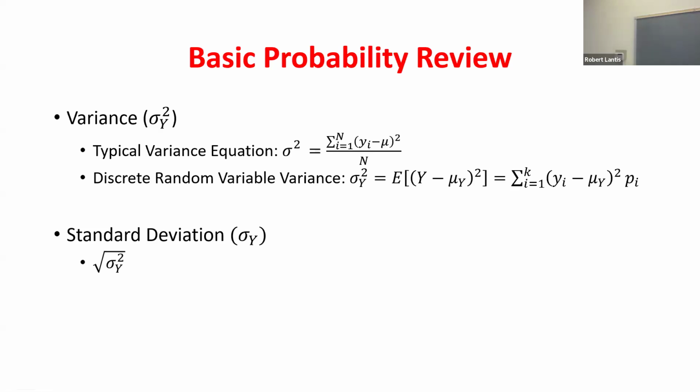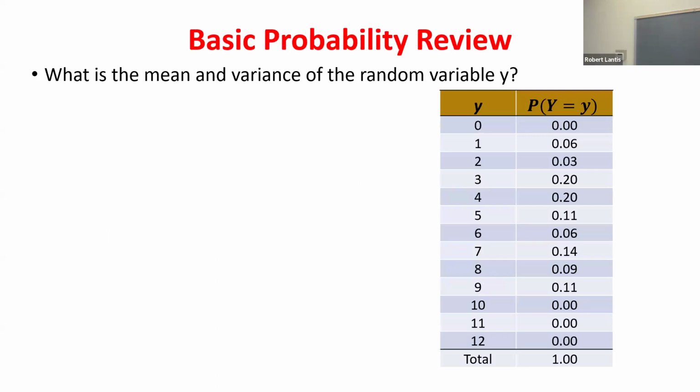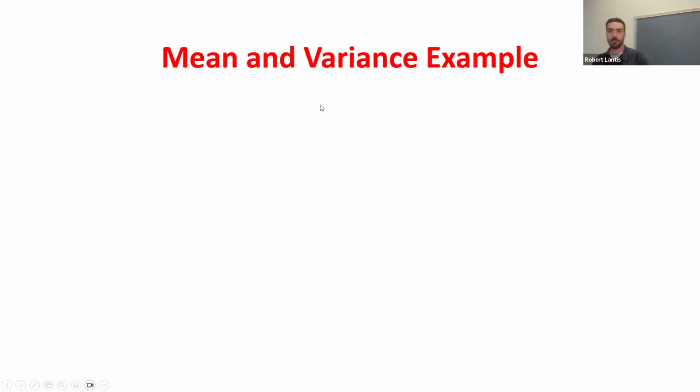And if we have the standard deviation, how can I get the variance? Just square it. Yep, so we can go back and forth pretty easily between those two statistics. Okay. How would I look at a discrete random variable like this, just to do a little bit of review and calculate the mean and the variance, okay?